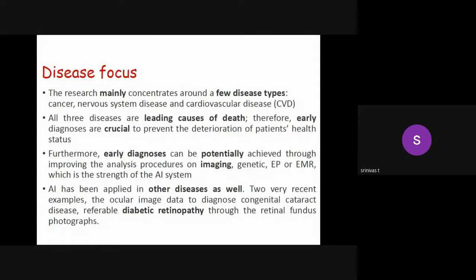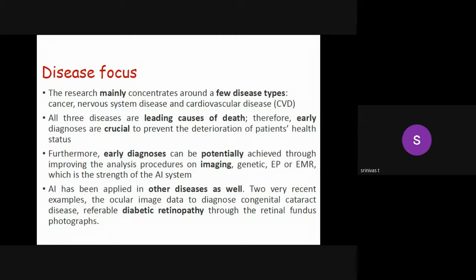As for disease focus, the research mainly concentrates around a few disease types: cancer, nervous system diseases, and CVD, cardiovascular disease. These are the major focused diseases. Of course, there are many others, but these are the major focus. Why are they focused? There's a reason: all three diseases are leading causes of death. That's the reason they're focused.